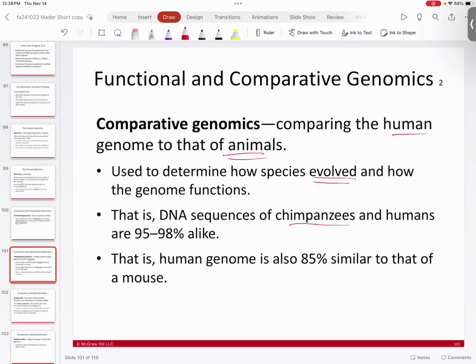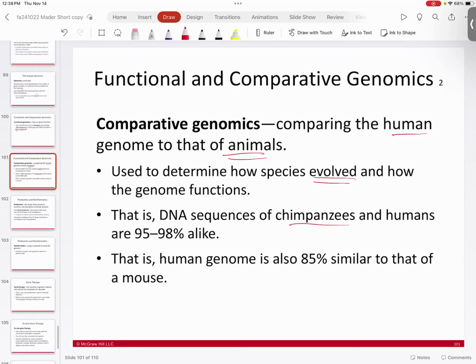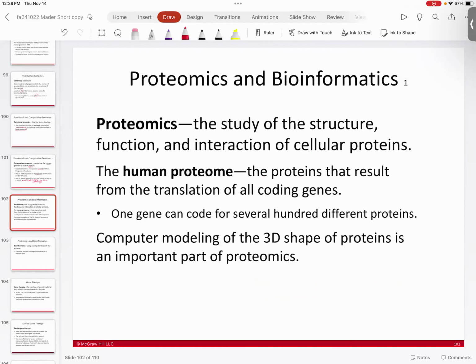And so our genome to mice is about 85% similar, which is important because this allows us then to transfer knowledge used in mouse studies to understand humans better, because we're more alike than different.